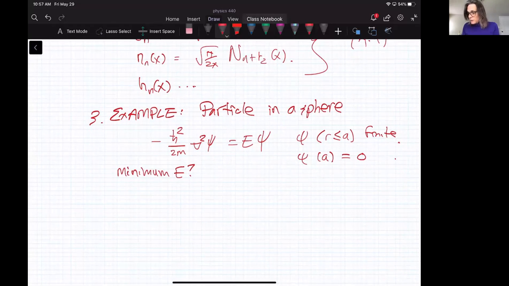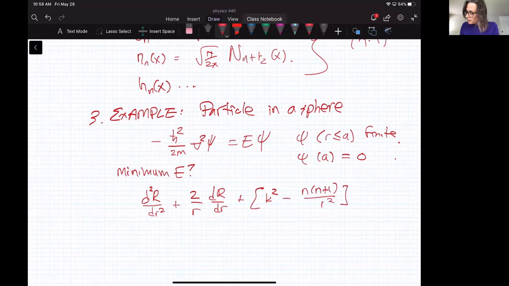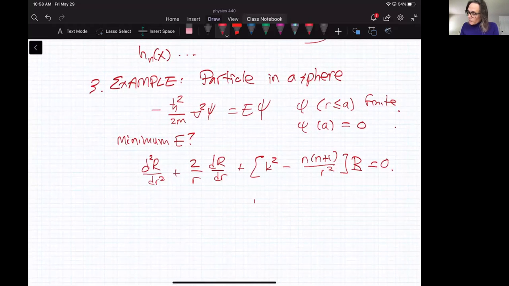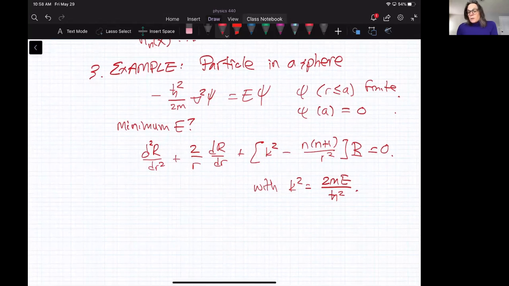In order to do that, we would need to solve this in spherical coordinates. So that would be d squared R dr squared plus 2 over r dR dr plus k squared minus n times n plus 1 over r squared R set equal to 0, with k squared bringing in all of the normalization from the problem, that is 2mE over h bar squared. We've done this before, and you've done this before in several other classes. We want the lowest energy.